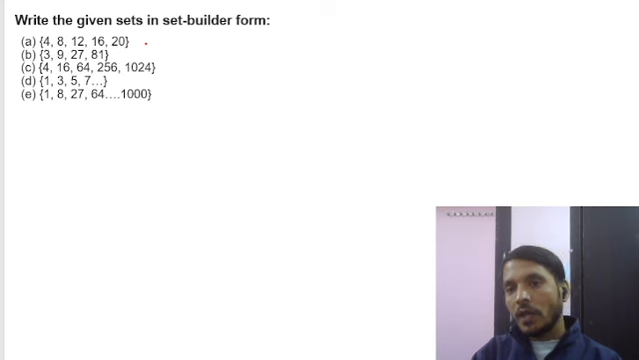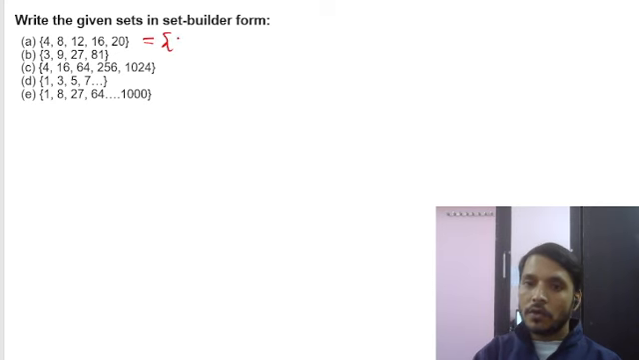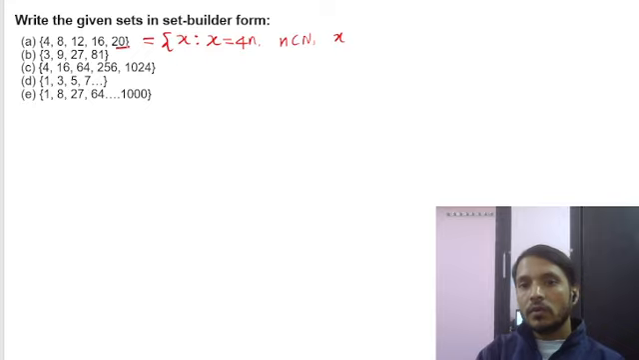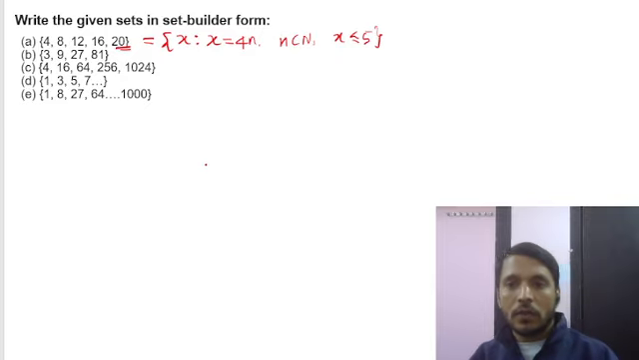So we can write in the property form, or set builder form, the set of all x such that x equals a multiple of 4. Multiples of 4 we can write as 4n. And what is this n? n belongs to the natural numbers, and this n value is also limited, because we have to write up to 20 only. Up to 20 means 4 into 5, so n is less than or equal to 5. So this is the way of writing the set in set builder form.